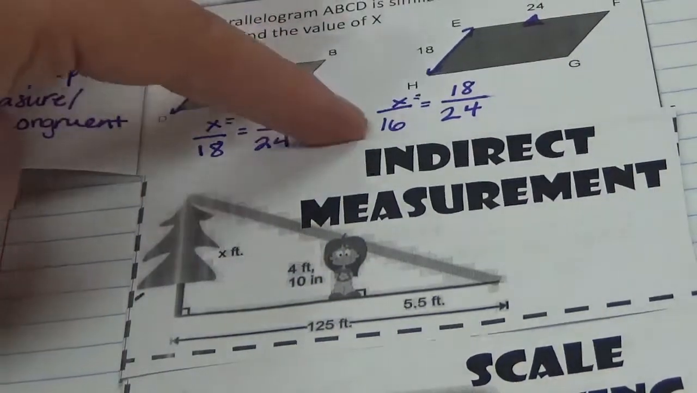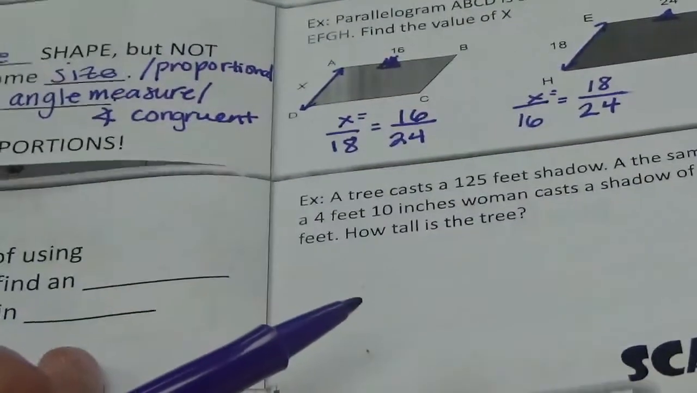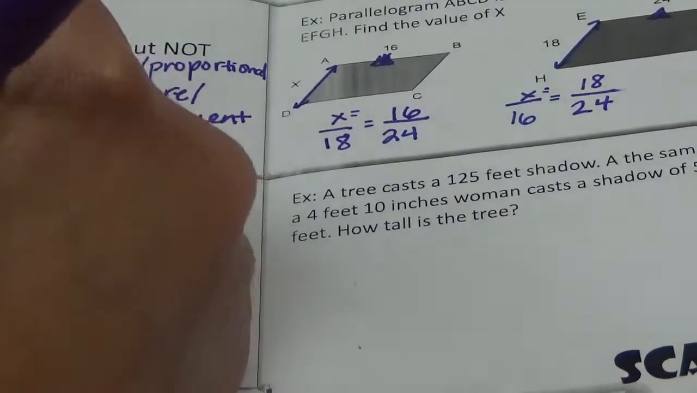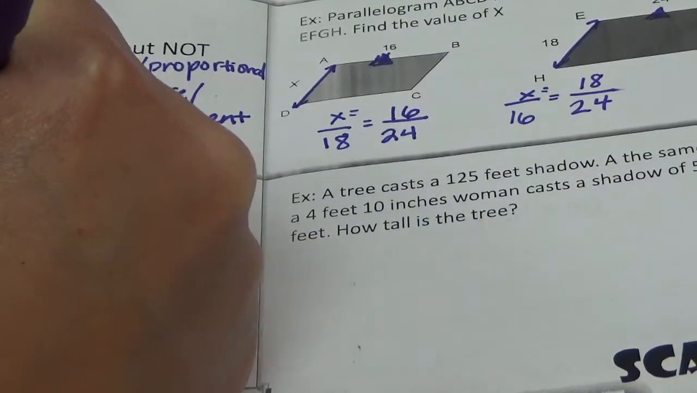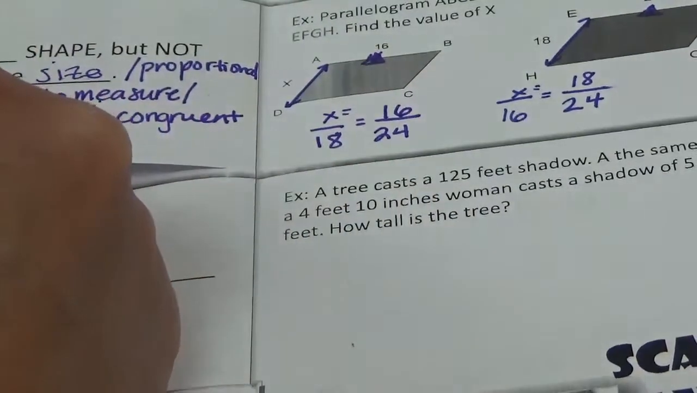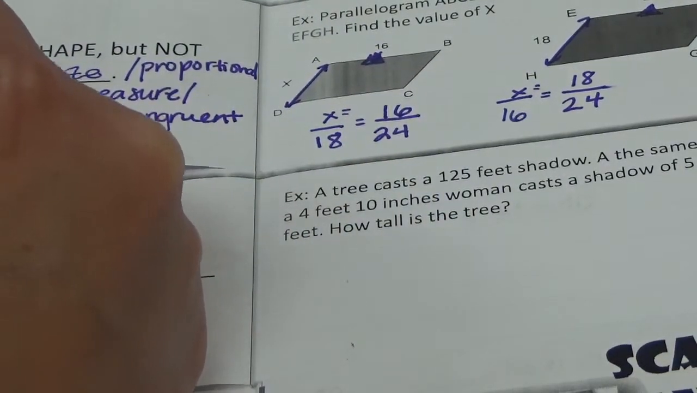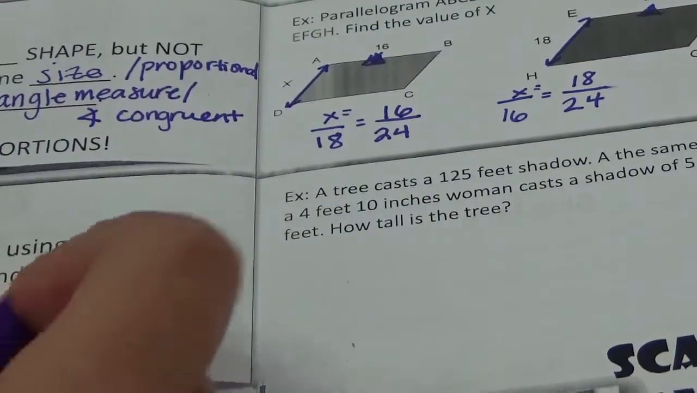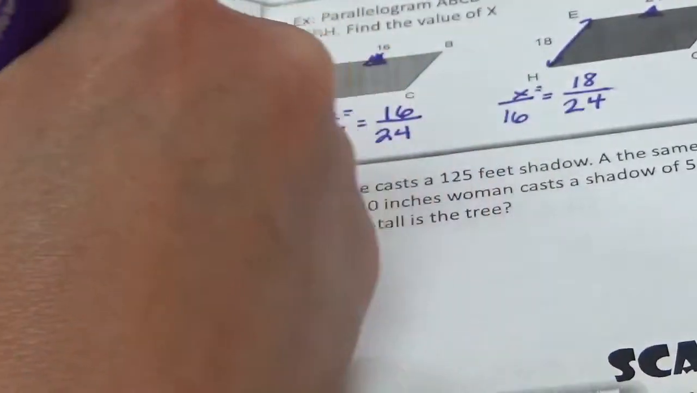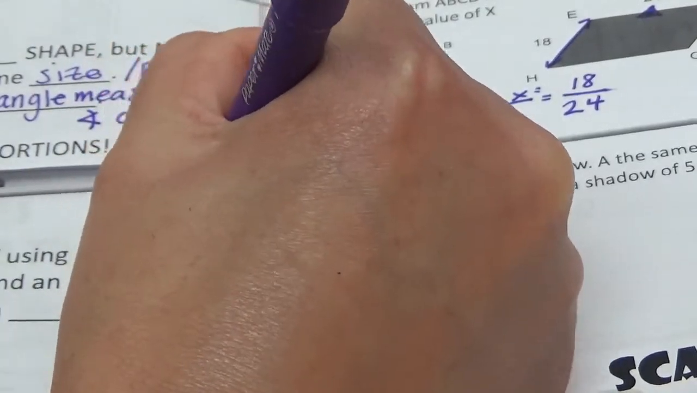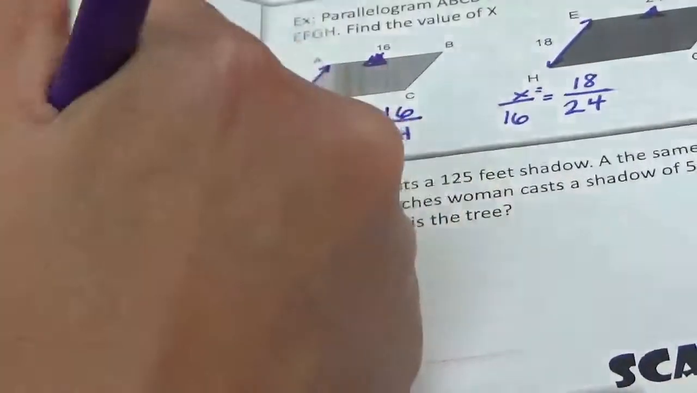Indirect measurement. So it is a form of using a proportion to find a missing length or distance in similar figures.